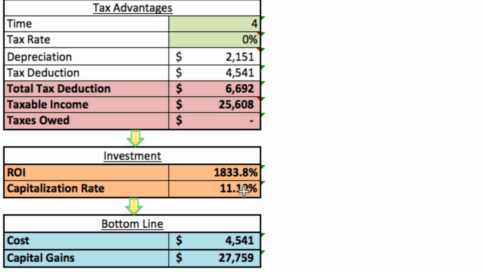We have now went to an 1,800% ROI and a capital gains of $27,759. We have just recouped the cost that would have went to the realtor that we were able to keep ourselves, which massively changes the profits of this scenario.